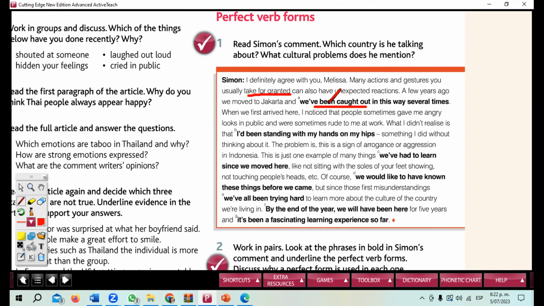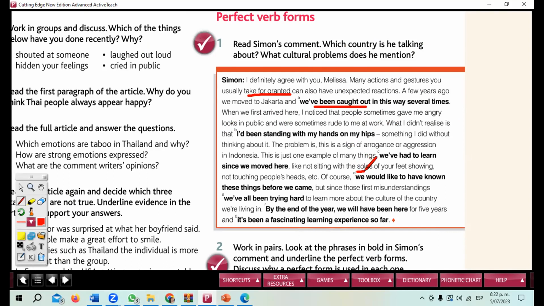When we first arrived, I noticed that sometimes people gave me angry looks in public and were sometimes rude to me at work. What I didn't realize is that I'd been standing with my hands on my hips. Hips are caderas, okay? So he was standing like this with his hands on his hips. Something I did without thinking about it. The problem is that this is a sign of arrogance or aggression in Indonesia. This is just one example of many things that we've had to learn since we moved here, like not sitting with the soles of your feet showing.